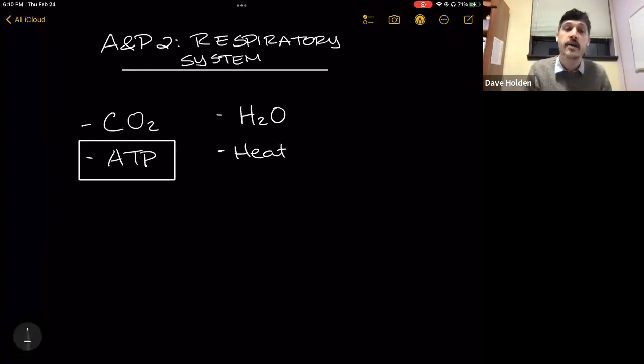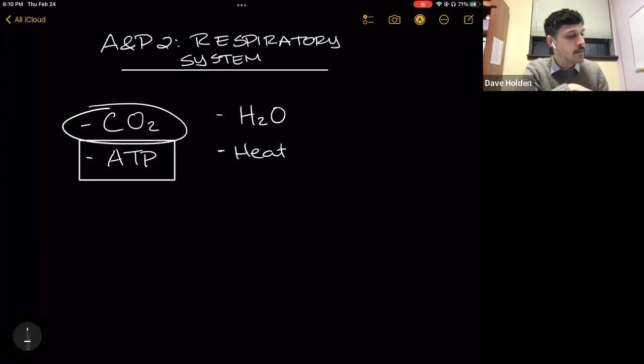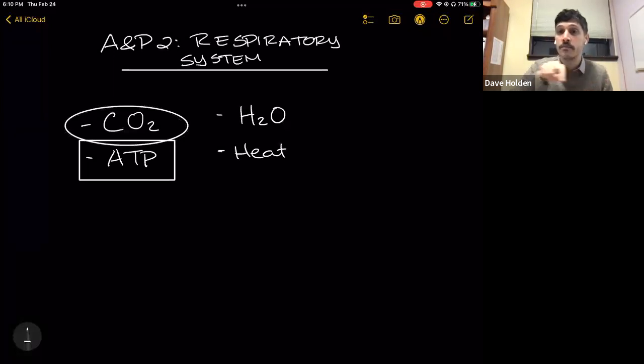So we run through a round of the Krebs cycle. We end up with a little bit of ATP. That's the whole point, to obtain energy. We also end up with excess CO2. CO2 is a waste product. It is toxic to our body. So it diffuses into the bloodstream. It will get carried to the lungs, and then we exhale it and we get it out of the body.